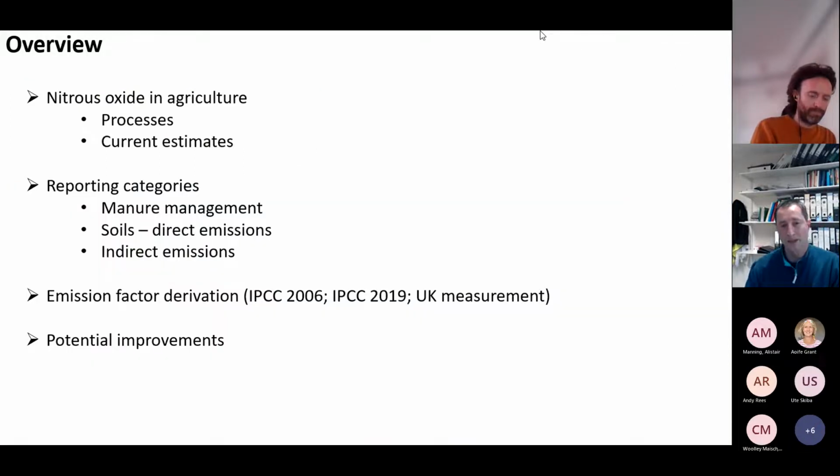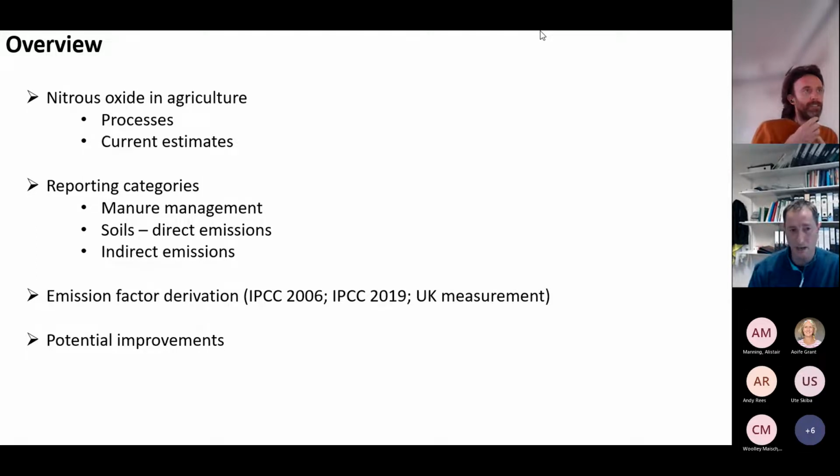So just what I'm going to talk about. Nitrous oxide from agriculture, what the process is, and just give you an overview of the current estimates. Then dig into the different reporting categories in a bit more detail. So we've got manure management, we've got emissions from soils and direct emissions from soils, but also indirect emissions coming from soils and from manure management.